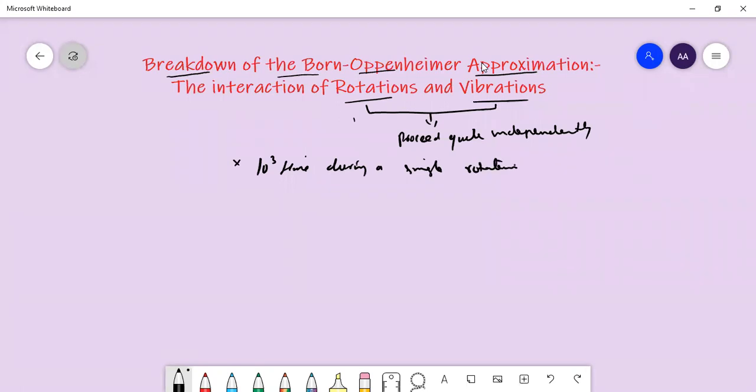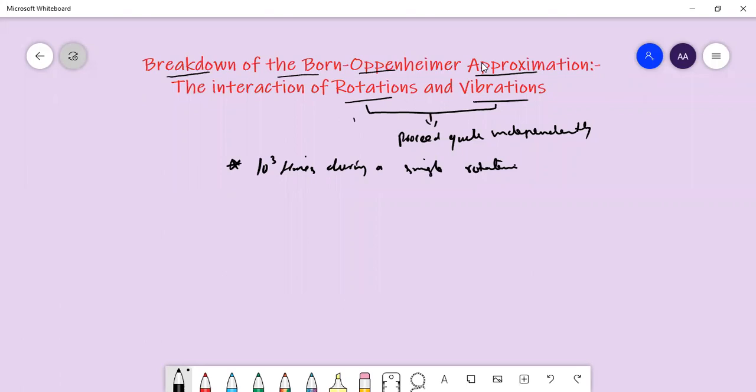So how fast are the vibrations in the molecule? A molecule can vibrate around 10 raised to the power 3 times during a single rotation. In the time taken by the molecule to undergo a single rotation, the molecule will vibrate around 10 raised to the power 3 times. So we can say that the molecule vibrates much more rapidly as compared to the rotation.